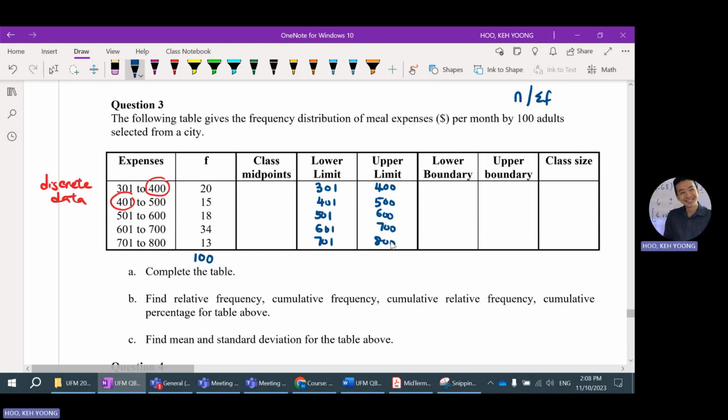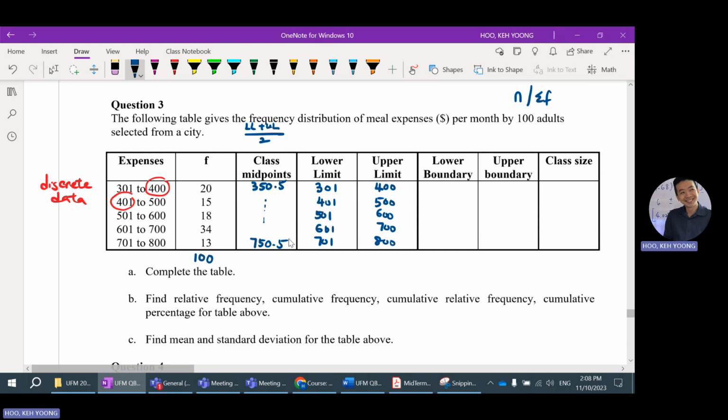After we find the limits, we find the midpoint. We take lower limit plus upper limit divided by 2. So 301 plus 400 divided by 2. What do you get? 350.5. You do the same for the rest, until the last one should be 750.5. Take the lower limit plus upper limit divided by 2.